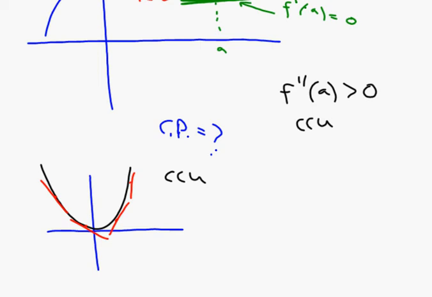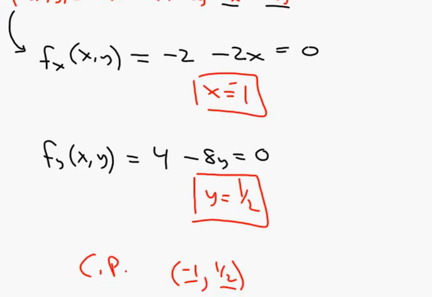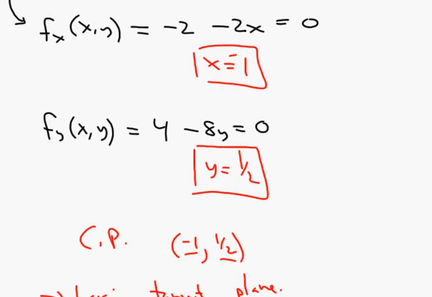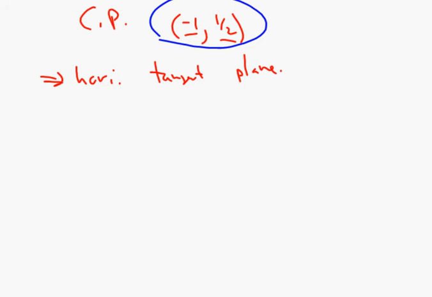Okay? And that's actually the goal of the second derivative test in the two-variable world: to decide, now that we found the place where the tangent plane is horizontal, which we know is when x is equal to -1 and y is equal to 1/2. So the question is, how do we find out if the following is happening? So here are some cases.